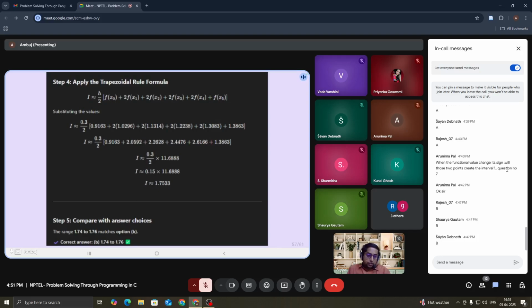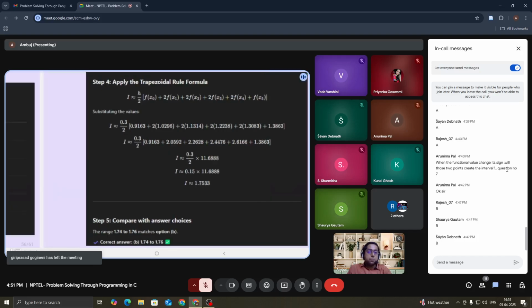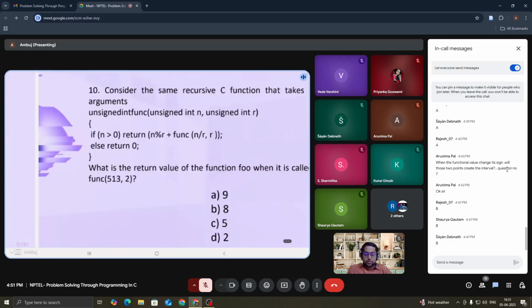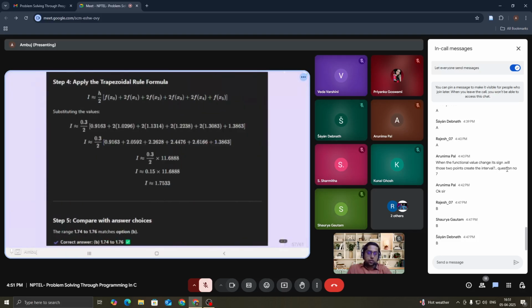1.7533. And a range has been provided to me. So I'll say that 1.74 to 1.76 is the closest match. Hence the correct option would be B only, 1.74 to 1.76, since I am getting the value as 1.7533. This is a very favorite question for your GATE. It is the most favorite question in the section engineering mathematics and general aptitude, a favorite question of the examiners in the GATE examination.